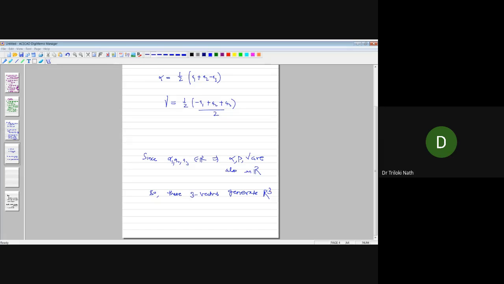Clear to everyone? Please respond in the chat box. Let me repeat again. What we did: we took a vector in R3, and we have shown that this vector can be expressed as a linear combination of these three given vectors. Hence, these three vectors generate R3, right? Please respond in the chat box. Is it clear or not?